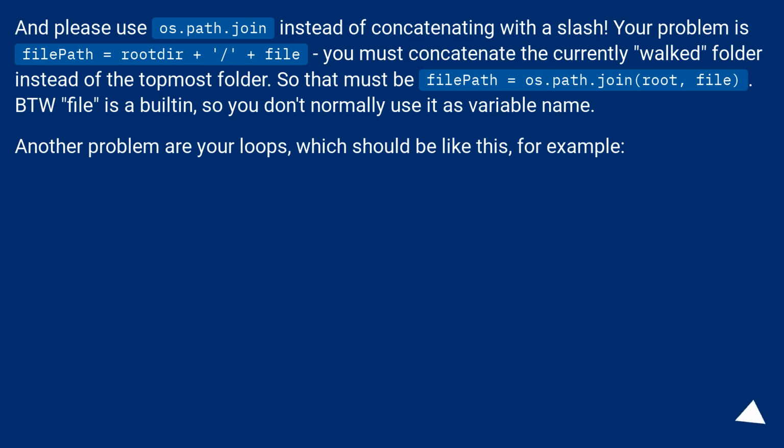And please use os.path.join instead of concatenating with a slash. Your problem is file path equals root plus slash plus file. You must concatenate the currently walked folder instead of the topmost folder. So that must be file path equals os.path.join(root, file). By the way, file is a built-in, so you don't normally use it as a variable name.